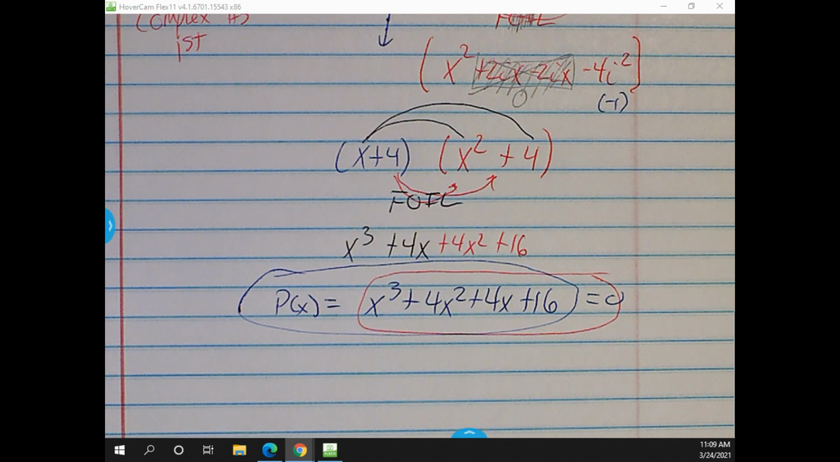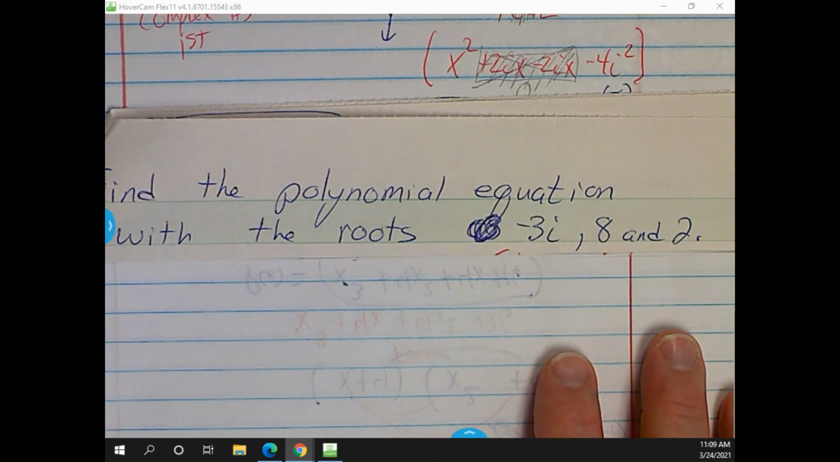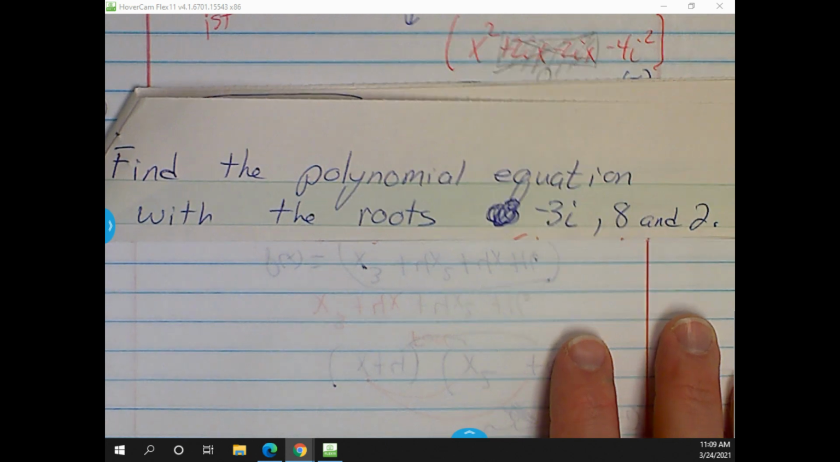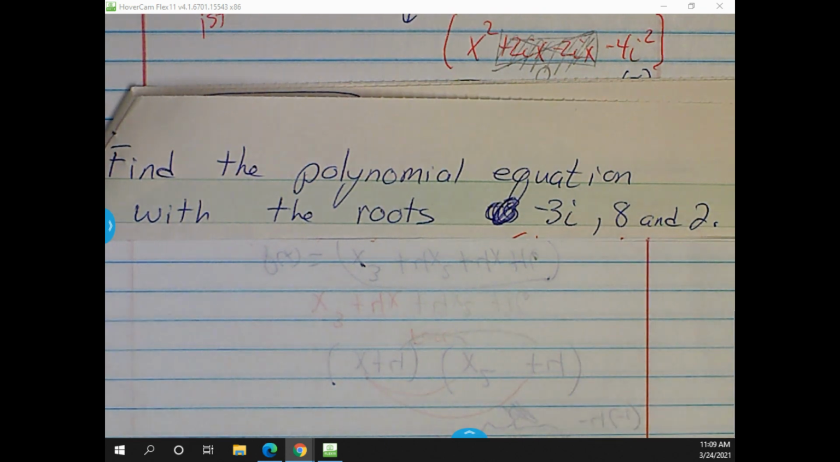Because it's almost the exact same thing. It's just a little bit longer step. So as long as you've got it, we're okay. This one says find the polynomial equation with the roots of -3i, 8, and 2. Again, you don't have to write this one down. You just kind of watch.